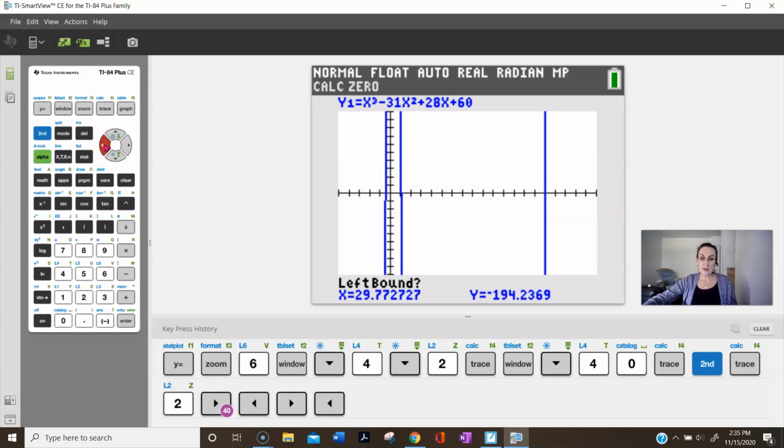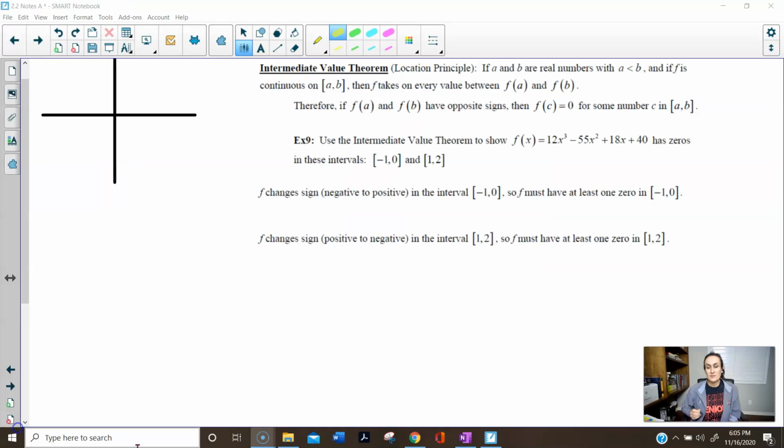So if I want to be left of that zero, then I'll hit enter on the negative and then right arrow, and now I'm positive, hit enter, and then that's my guess. I'll hit enter, and my zero is at 30.